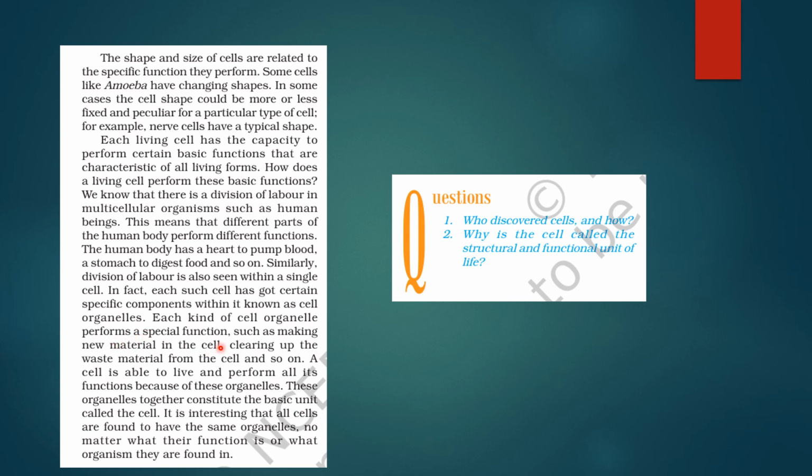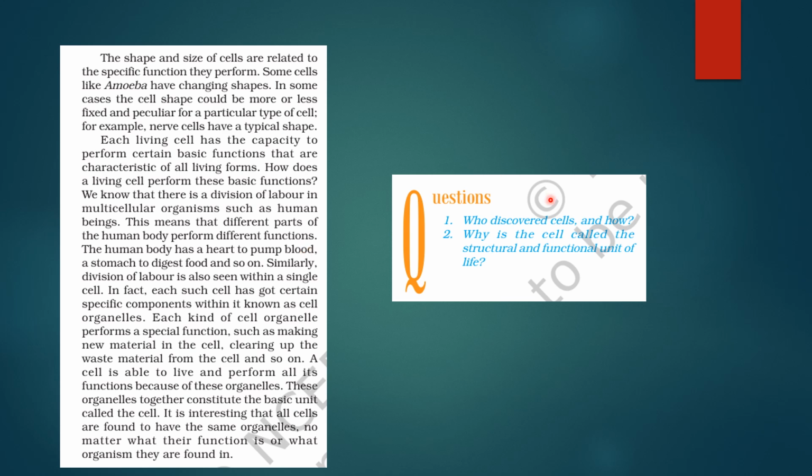It will perform a special function, okay, like making new material in the cell, clearing the waste material from the cell, and so on. Okay, a cell is able to live and perform all its functions because of these organelles. Okay, and these organelles together constitute the basic unit called the cell. It is interesting that all the cells are found to have the same organelles. Very interesting thing. No matter what their function is or what organism they are found in. Okay, organelles सब में ही present होती है, right?